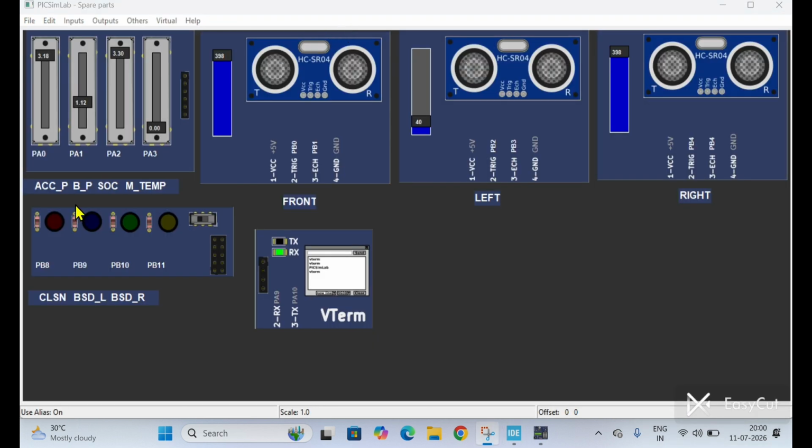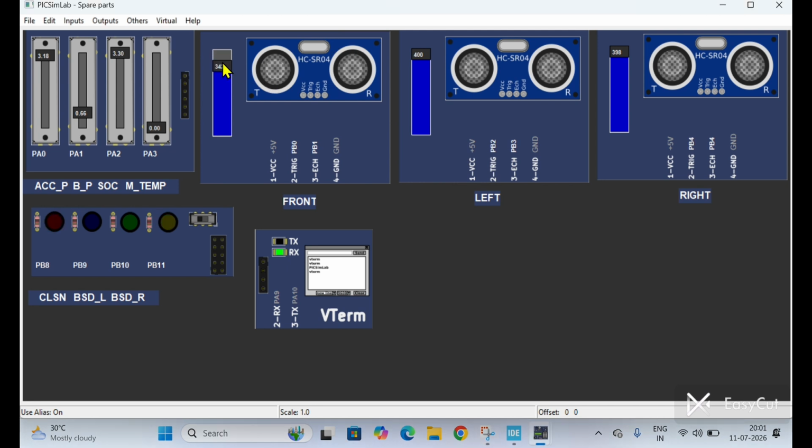This is my 4 potentiometers. The first one represents the accelerator pedal, second the brake pedal, third one SOC, and fourth one motor temperature. And these are ultrasonic sensors which indicate front distance, left, and right, and there are 4 LEDs: red, blue, green, yellow. And this is the virtual terminal which is giving virtual output.